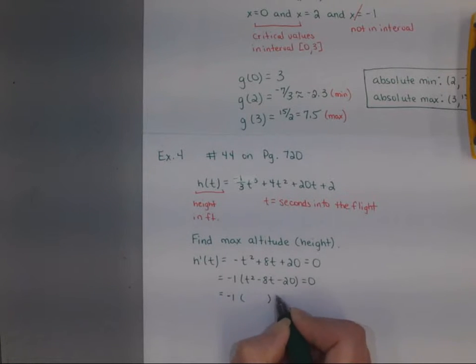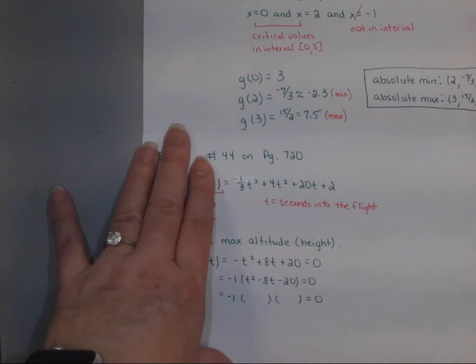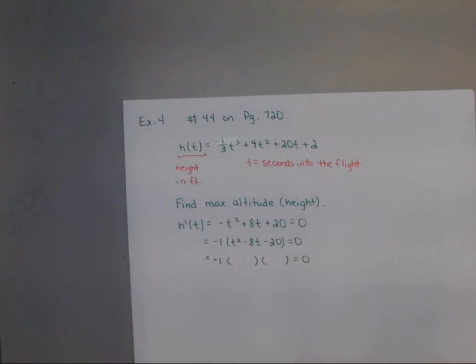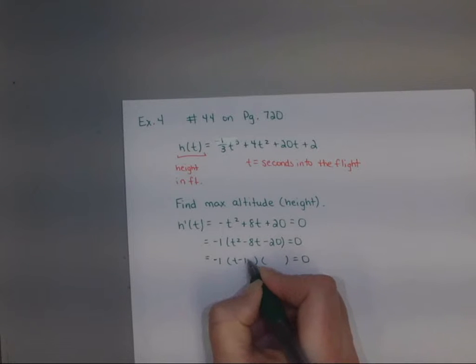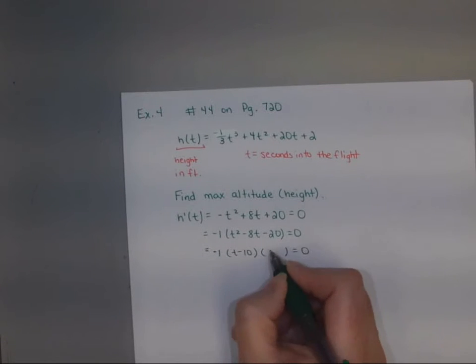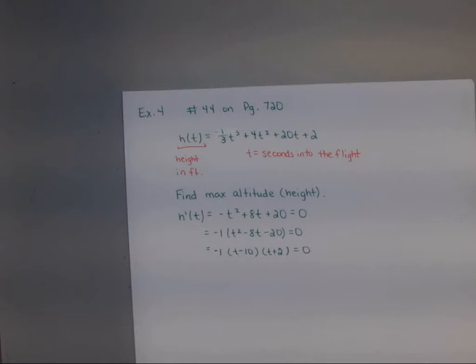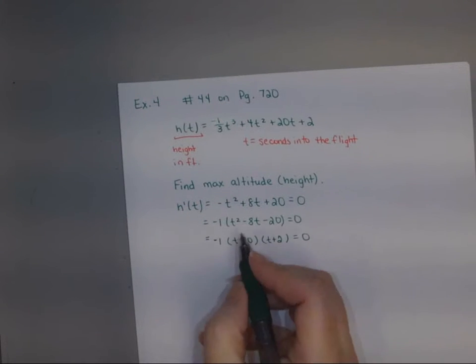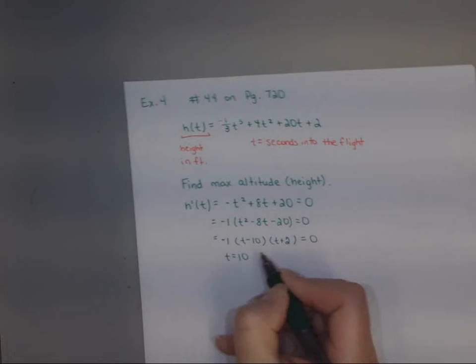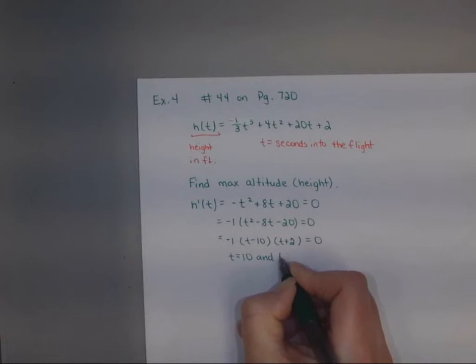So what are the factors of negative 20 that add up to negative 8? 10 and 2, which one needs to be positive, which one needs to be negative? Yeah, so it's t minus 10 and t plus 2. Okay, so we end up getting 2 critical values, 10 and negative 2.